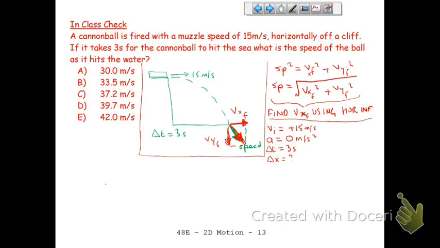Delta x is equal to Vi delta t plus 1/2 a delta t squared. So delta, whoa, what am I doing? I don't want delta x. Autopilot. Bad. Sorry about that. Vf equals, I don't know.